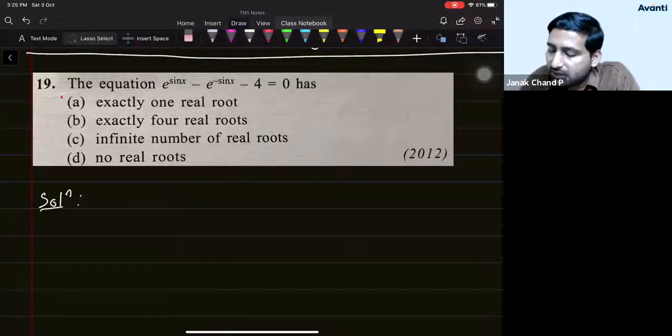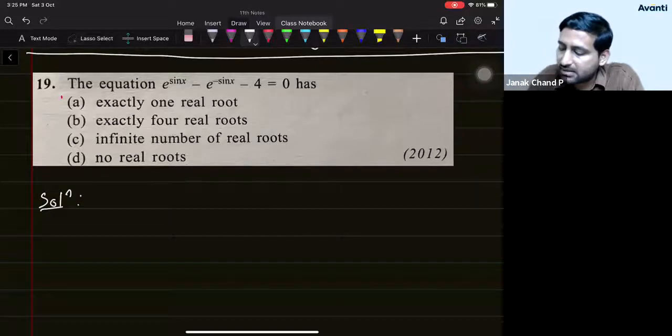So they're saying that there's an equation here. They're saying that this equation has 1 root, 4 roots, infinite roots, or no roots. Okay, fine. So the moment you look at this, you should understand that you can make it simple by making e to the power of sin x as y. This is e to the power of sin x, and this e to the power of minus sin x is nothing but 1 divided by e to the power of sin x.